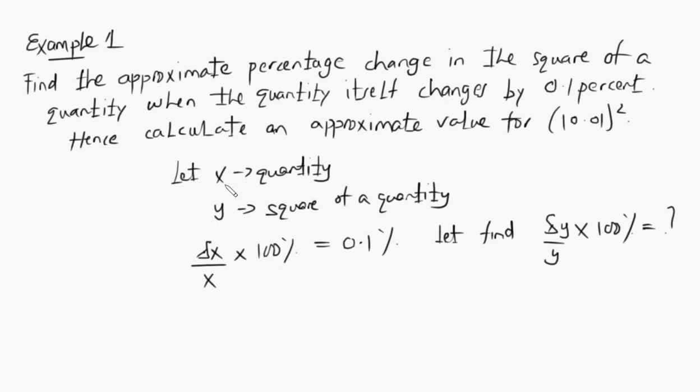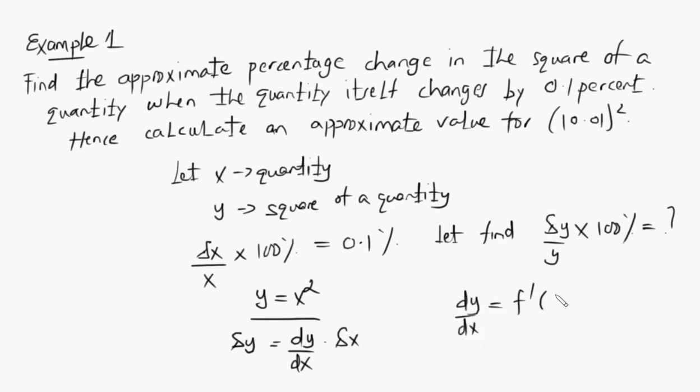So if x is the quantity and y is the square of the quantity, this just means that y equals x squared. Now, remember the formula we derived in the last tutorial? Delta y is just going to be equal to dy dx times delta x. That is the formula to derive the approximation, and we used it. But sometimes instead of dy dx, you can just write f dash x. So from y equals x squared, let us find dy dx. It is just equal to 2x.